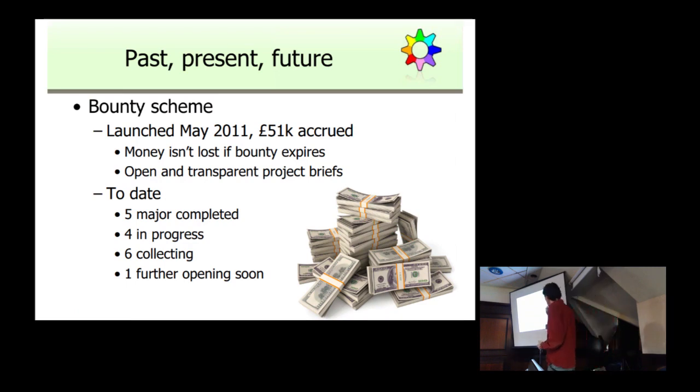The bounty scheme, I was doing some quick calculations in the hotel last night, and I added up since the scheme was launched in 2011. It's actually accrued £51,000, which I thought was a fairly decent total, more than I was expecting anyway, but perhaps I'm just a tight-fisted northerner. And to date, those have resulted in five major projects completed, some of which have already made it into stable releases of the OS. So, for example, the updates to the JPEG rendering software.